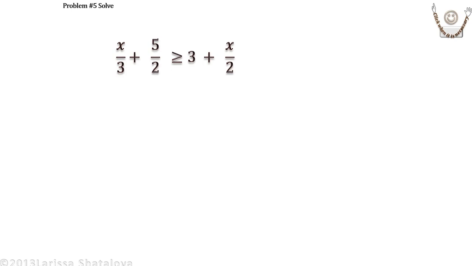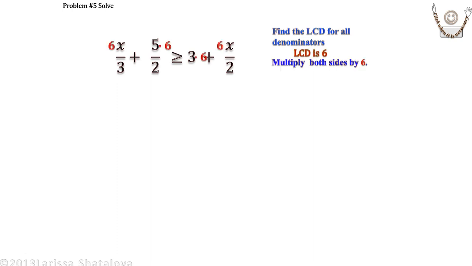Next problem. x over 3 and 5 over 2 greater or equal than positive 3 and x over 2. We have to clear fractions, so we have to find the least common denominator, which is 6. We are multiplying both sides by 6 and simplifying. 6 over 3 is 2, 5 times 6 over 2 is 15, 3 times 6 is 18, and 6 over 2 is just 3. Now we have an equivalent inequality, but without fractions.